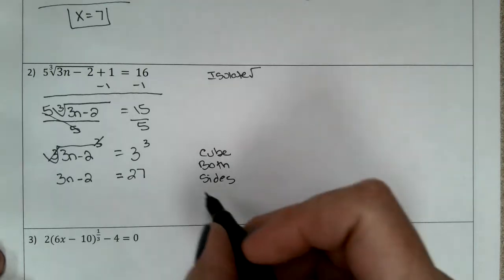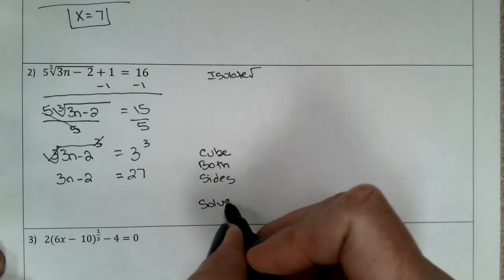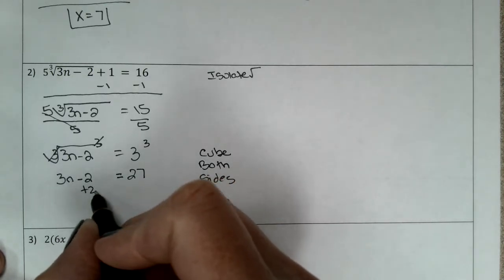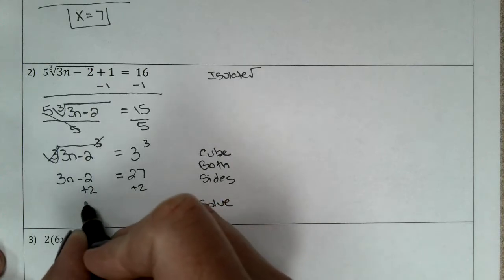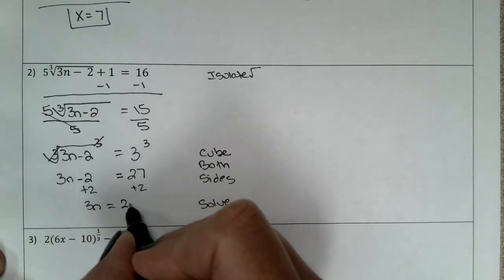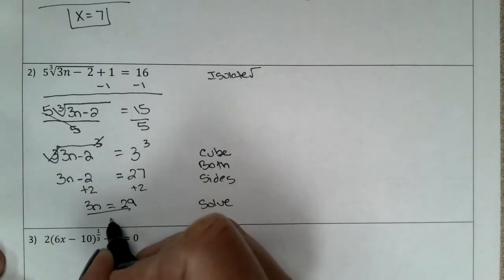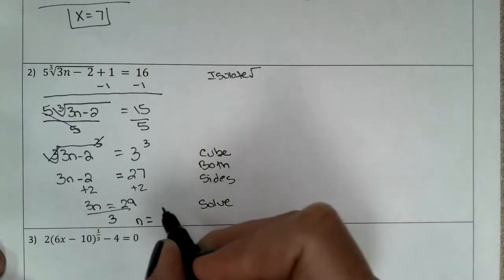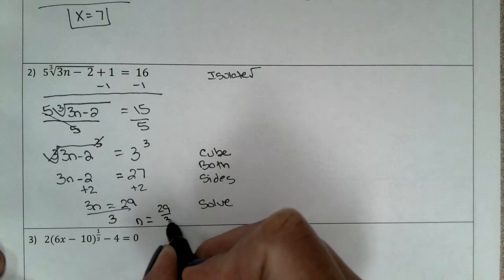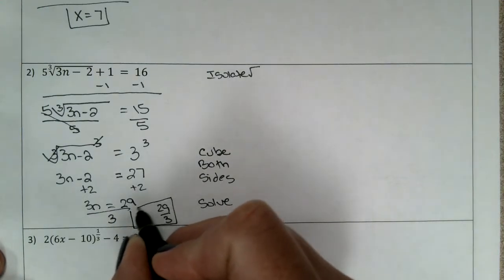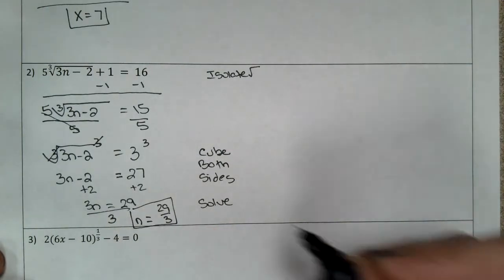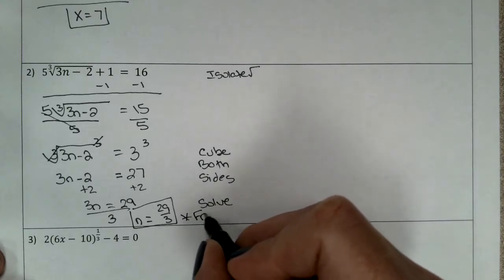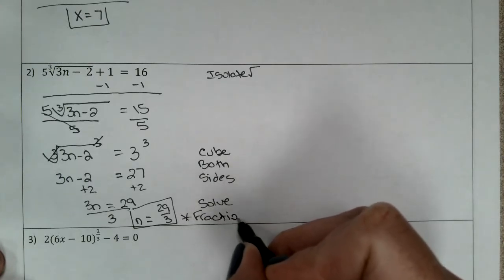And then our last step is to just solve. So I'm going to add 2 to both sides. 3n is 29. Divide, and n, that is a fraction of 29 thirds. Fractions are answers too.